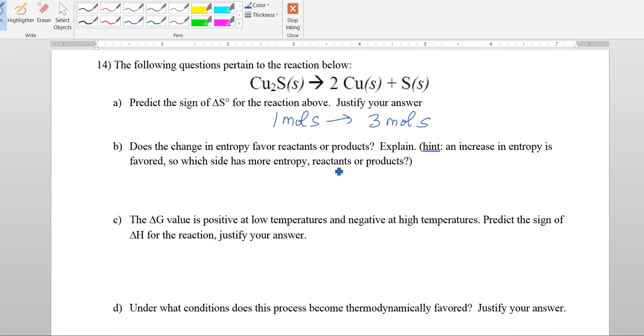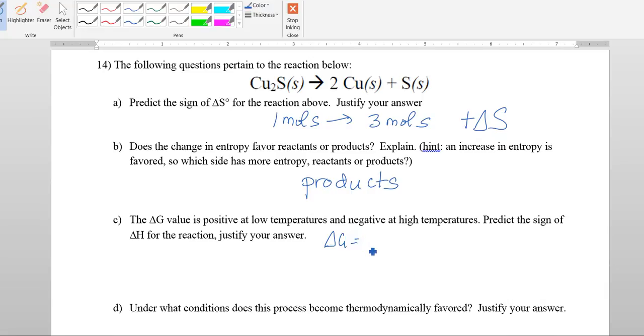So if those atoms are broken up into more bits, that's going to be more disordered. So when you have an increase in number of moles of things, then it's going to increase your disorder. So this will be a positive delta S here. Does it favor reactants or products? So in this case, the products are favored because the products have more disorder. And the delta G is positive at low temperatures, negative at high temperatures. What must the sign of delta H be?